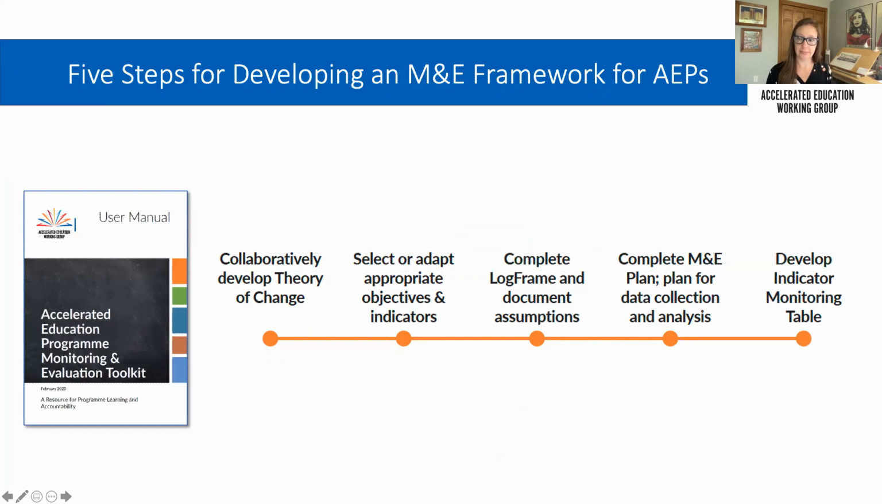So when you download the zip folder, the first thing you should really access is the user manual. And this is sort of your instruction manual for how to use that toolkit or that toolbox. And it walks you through the 5 main steps that we've identified and specified for developing an AEP's entire M&E framework. And each of the steps corresponds to one of the 5 tools.